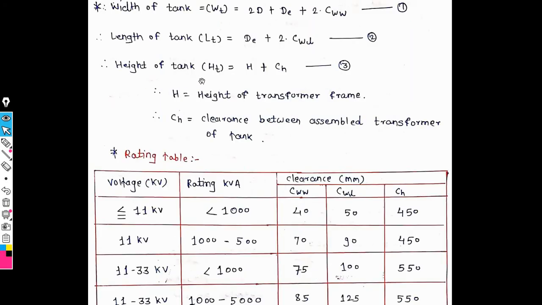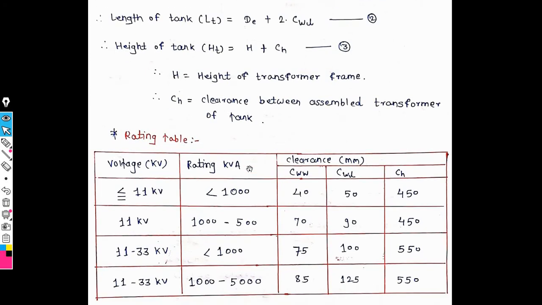Then height of tank HT is equal to H plus CH. H means overall height of the transformer or height of transformer frame, and CH is the clearance between the assembled transformer and the tank. And this is the rating table of the dimensions of transformer tank.